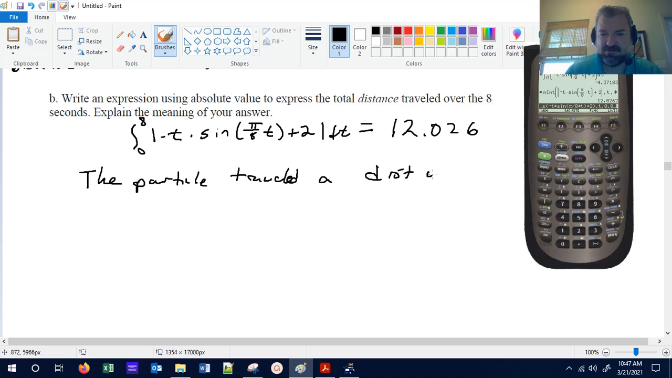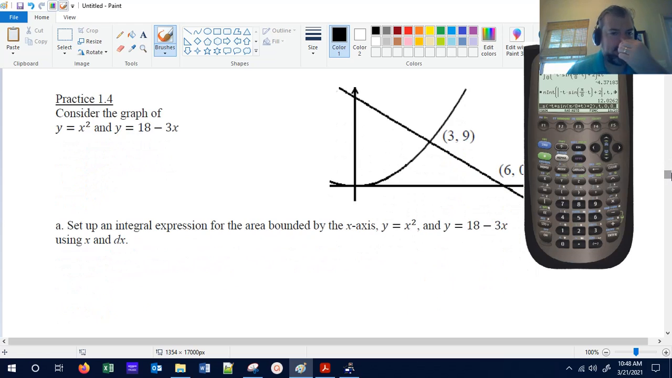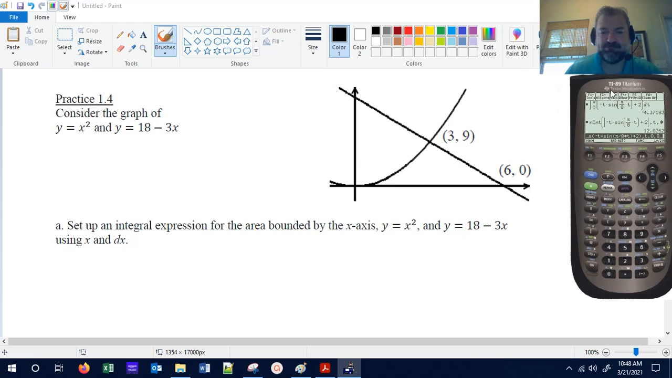The particle traveled a distance of 12.026 meters over t equals 0 to t equals 8. So that's the difference. Not displacement, but distance traveled. All right, let's take a look at the next one.